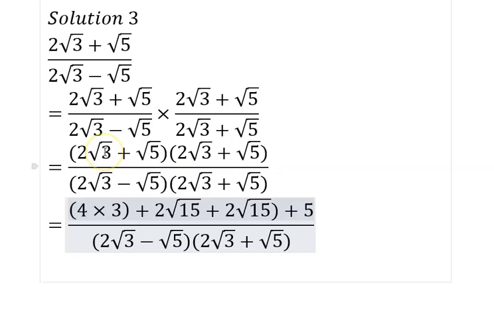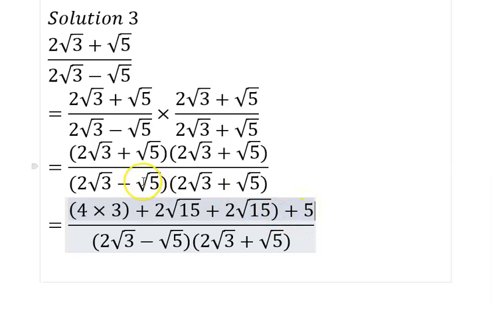2 root 3 times 2 root 3, because 2 times 2 will give you 4. Root 3 times root 3 will give you 3. That's for this first one. Then you use this first one to multiply the second one. 2 root 3 times root 5 will give you what? 2 root 15. This is it. Now we'll move here. Root 5 times 2 root 3, that's 2 root 15. And the last one, root 5 times root 5 will give you 5. So you've been able to iron that out.